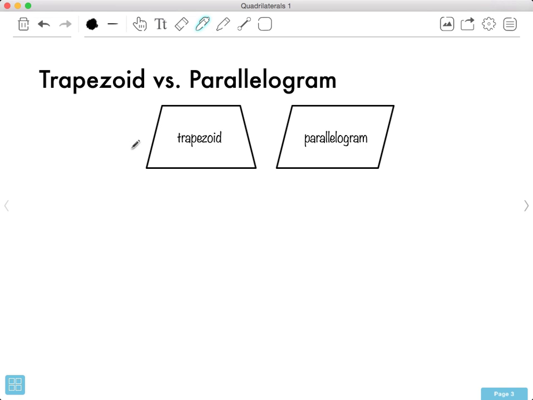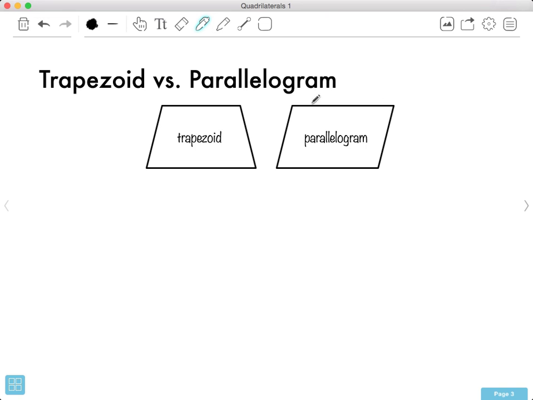Next, we'll look at trapezoid versus parallelogram. A similarity again is that they both have 4 sides. That's getting close to where the similarities end. Their corner angles are also both not 90 degrees.